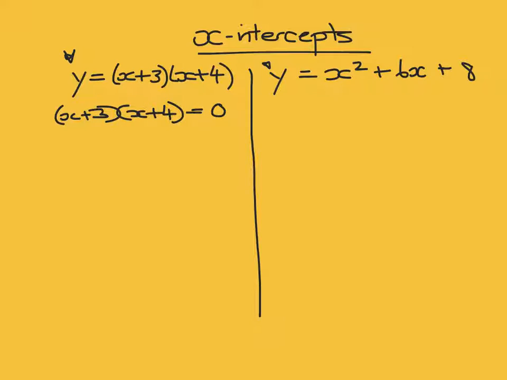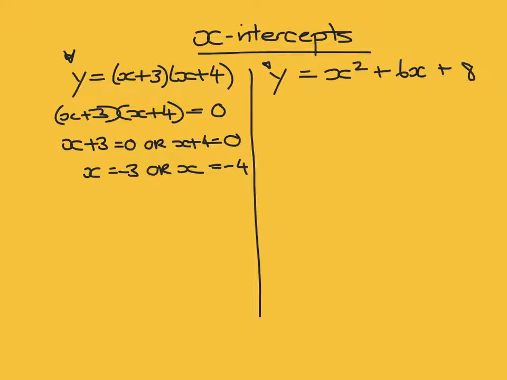Now remember the null factor law? That said that if you had two things multiplied together, one of them must equal 0. So that means x plus 3 equals 0 or x plus 4 equals 0. Now if x plus 3 equals 0, then x actually equals negative 3. Or if x plus 4 equals 0, that means x equals negative 4.